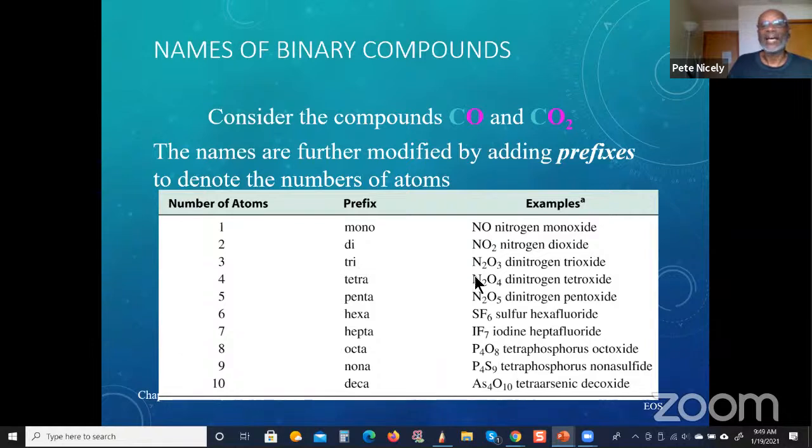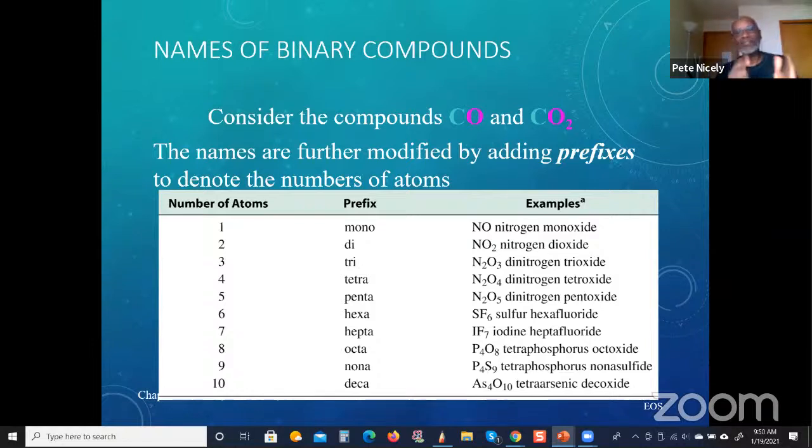So if you have more than 1 atom represented for the first element in the formula, then you must use a prefix for indicating the number of those atoms. You'll notice here, for example, in the case of SF6, there's only 1 atom of sulfur, which is the first element indicated here. So we do not say monosulfur hexafluoride, we simply say sulfur hexafluoride. Down here, let me jump to this one right here, P4O8, the name of this compound is tetraphosphorus octoxide, all right? So that's basically how we name these binary molecular compounds.